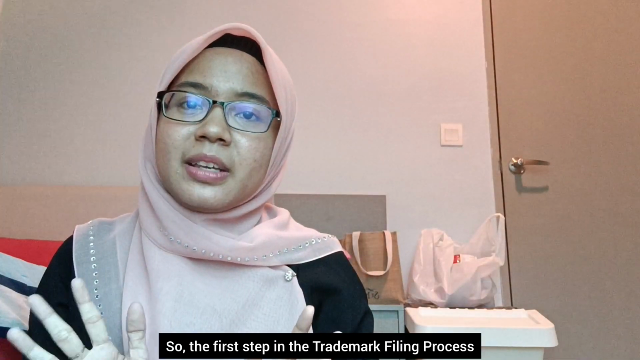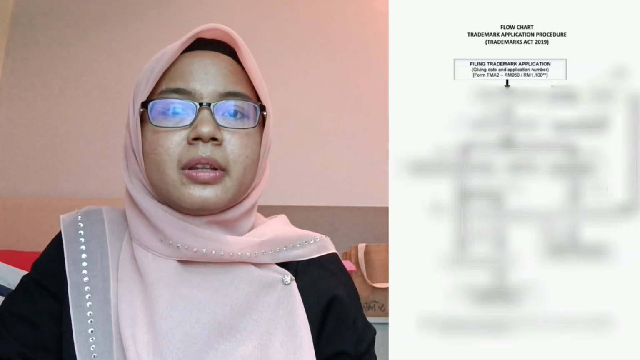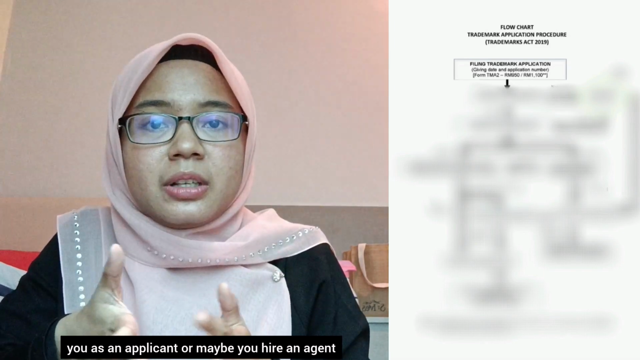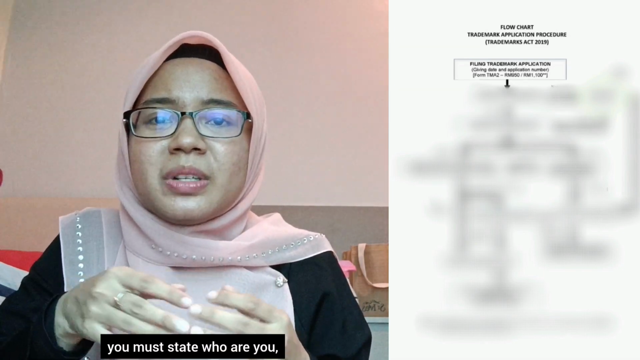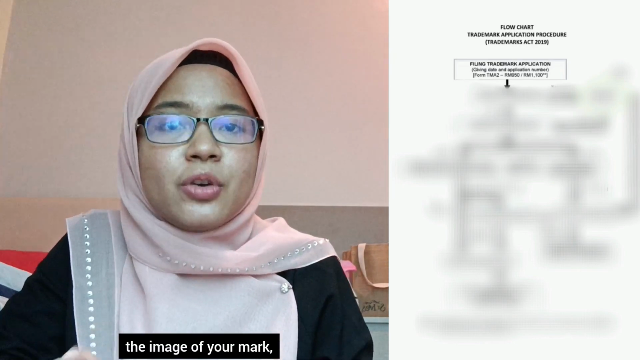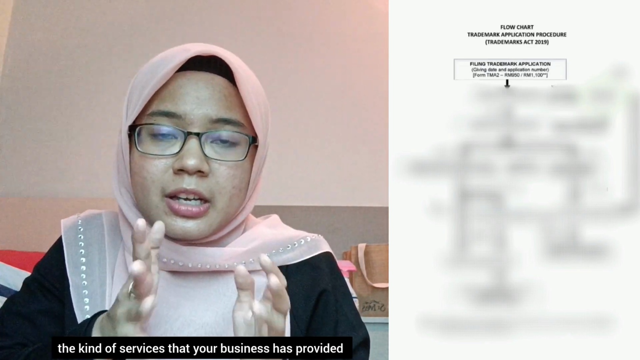So the first step in the trademark filing process is the filing of the trademark application. In this first step, what you've got to do is that you as an applicant, or maybe you hire an agent, must state who you are, what your mark is, the name of your mark, the image of your mark, and most importantly, the kind of services that your business provides.